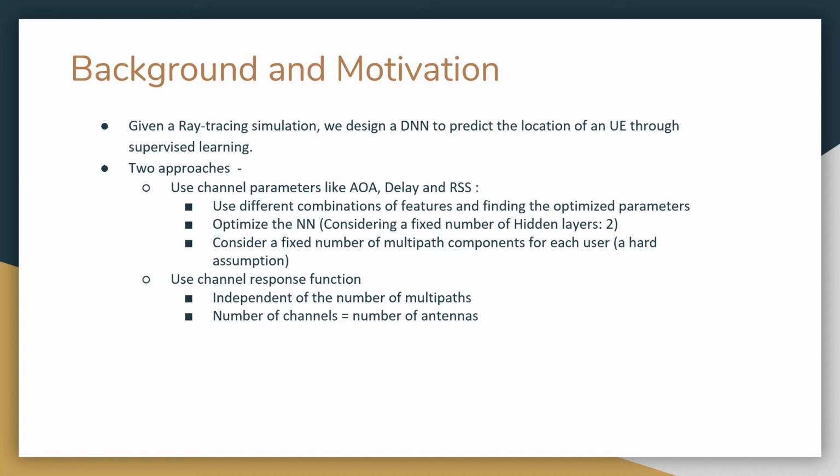In approach 2, we use the deep MIMO dataset, which captures channel dependence on environmental factors such as building geometry and building materials, as well as transmitter and receiver location, while providing a more dynamic dataset for the machine learning algorithm. It is independent of the number of multipaths, and in this approach, the number of channels is equal to the number of antennas.